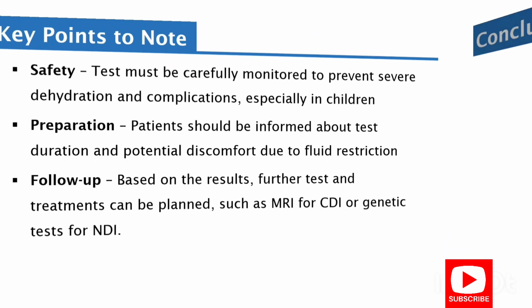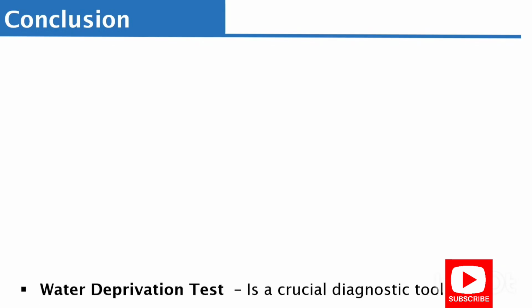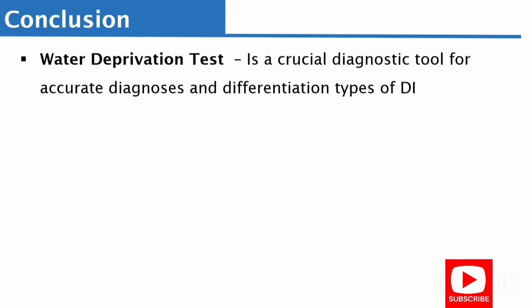Now let's look at the conclusion. Conclusively, it is important for us to know that the water deprivation test is a crucial diagnostic tool for accurate diagnosis and differentiation of types of diabetes insipidus. So that is why it's important. It helps us to diagnose diabetes insipidus. It helps us to differentiate whether it is central diabetes insipidus, nephrogenic diabetes insipidus, or maybe primary polydipsia, as the case might be.